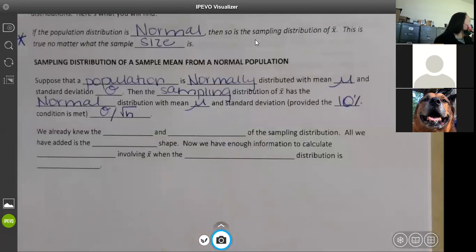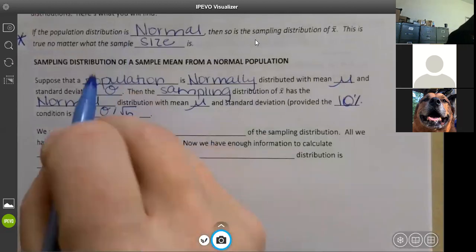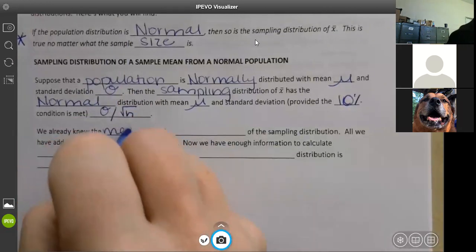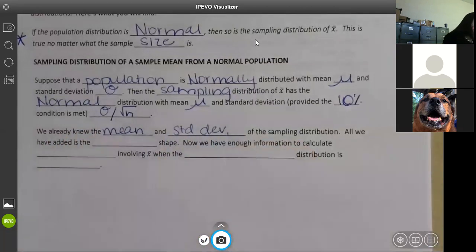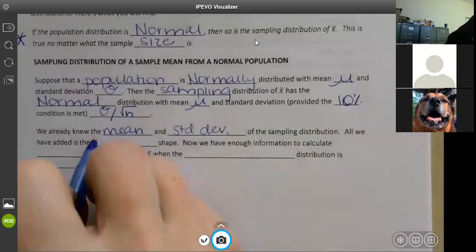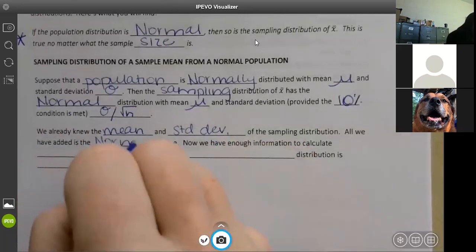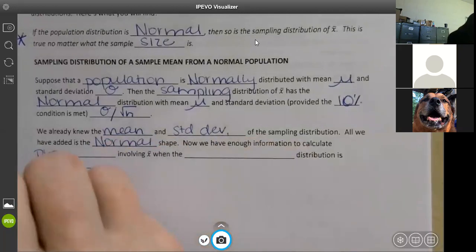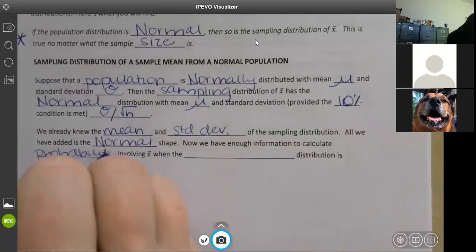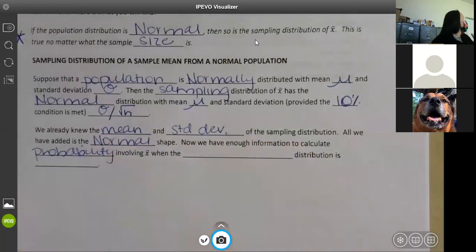So this is if it's normal. But what do we always got to check when we find the standard deviation? 10% condition, okay? We already know the mean and standard deviation of the sampling distribution. All we have added is the normal shape. Now we have enough information to calculate probability. Remember when we calculate probability and it's normal, we're using normal CDF or normal PDF. So that's what it's getting you to.